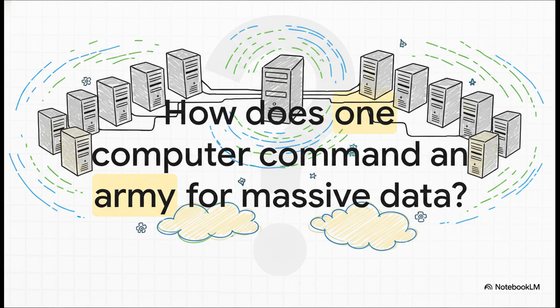Think about it for a second. How can one single computer command an entire army of other machines, telling them precisely what to do and when to do it, all while crunching terabytes of data? Well, the answer is actually found in a beautifully simple relationship between two key parts. And to really get it, we're going to use a fantastic analogy.